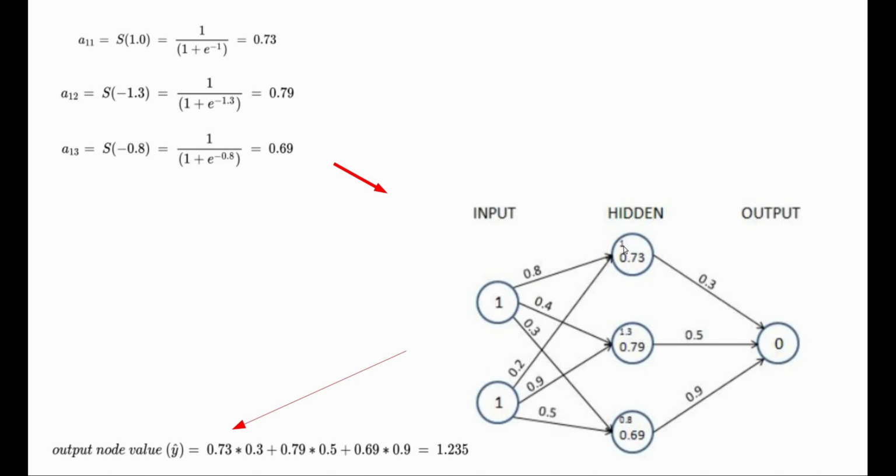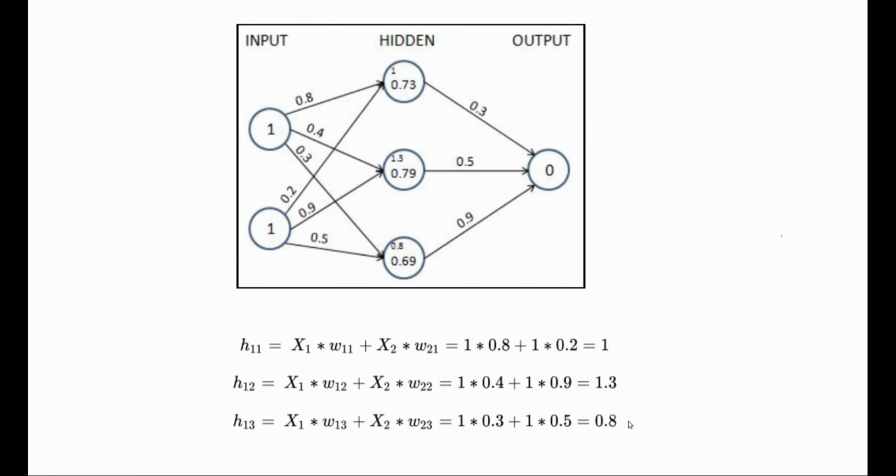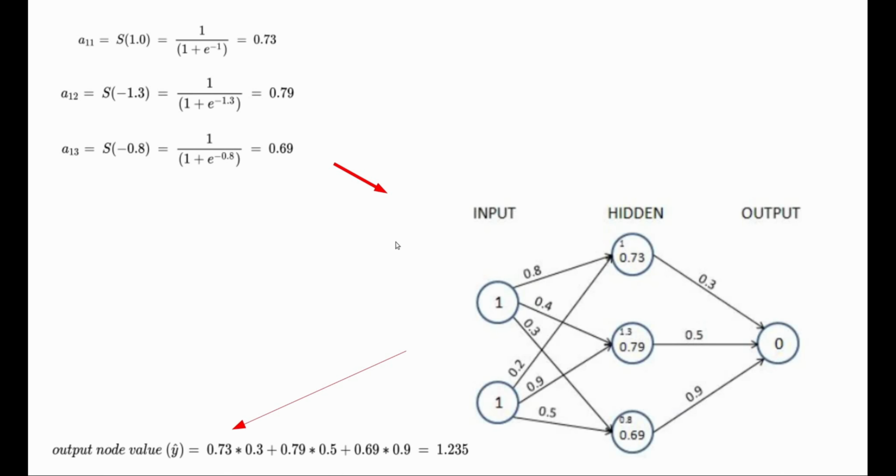We already received these values of 1, 1.3, and 0.8 here, referring to this calculation. That is, 1 is a weighted sum of this, and 1.3 is a weighted sum of 0.4 coming from here and 0.9 coming from here, and 0.8 is a weighted sum of 0.3 coming from this node and 0.5 coming from this node. So you already have this value. Now that value needs to be passed through the sigmoid function, and this is our sigmoid function.